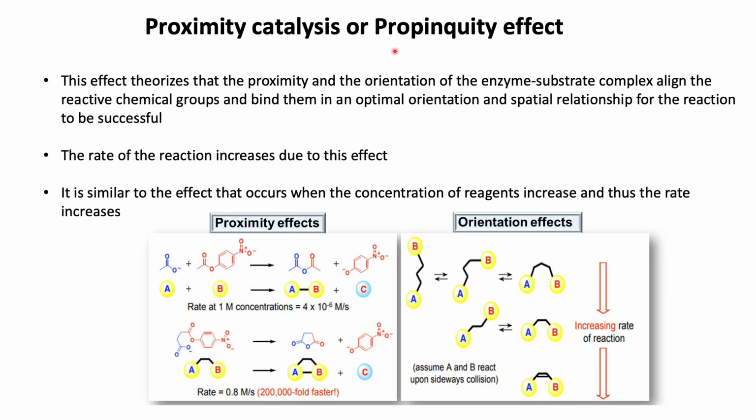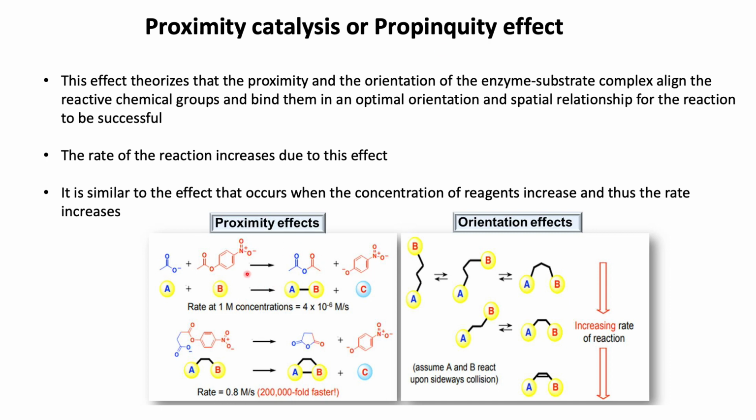And then proximity catalysis, or the propinquity effect. This effect theorizes that the proximity and the orientation of the enzyme substrate complex align the reactive chemical groups and bind them in an optimal orientation and spatial relationship for the reaction to be successful. The rate of the reaction increases because of this effect, and it is similar to the effect that occurs when the concentration of reagents increases and thus the rate of the reaction increases. It's just that the enzyme and all the reactant molecules are close together and in such a conformation that their reactive groups are closer and they can easily react to form the product.